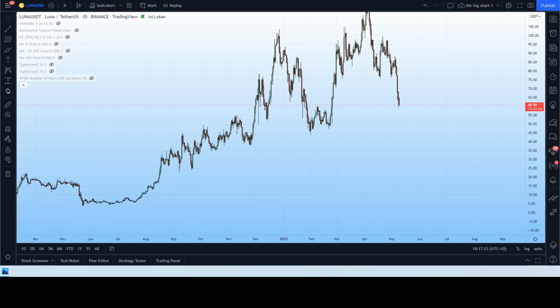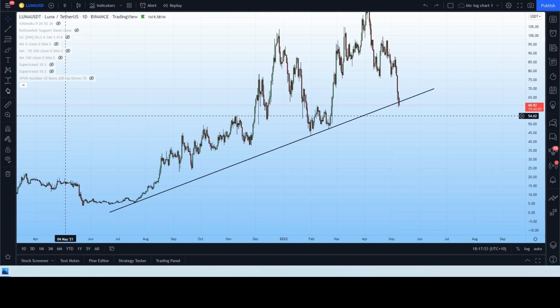Let's dive right into the market analysis. So to start our market analysis, we're just going to go ahead and input some of our support lines, our resistance levels, our diagonal levels, as well as some ranges on the chart.